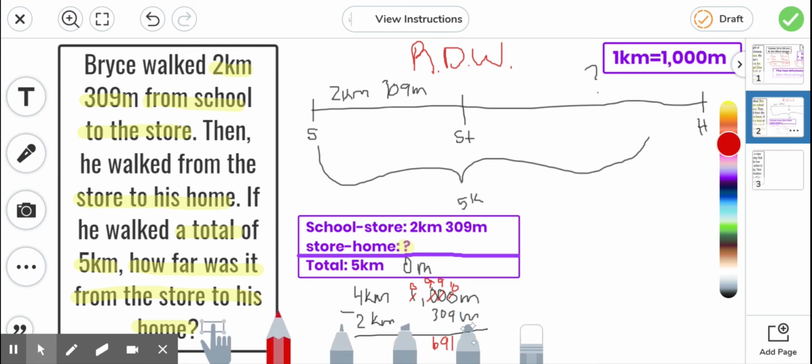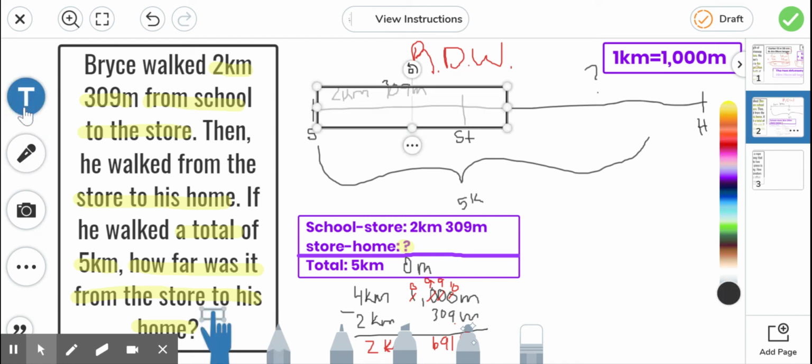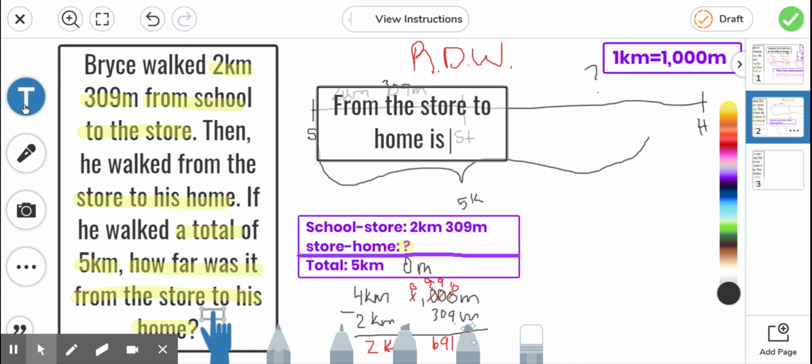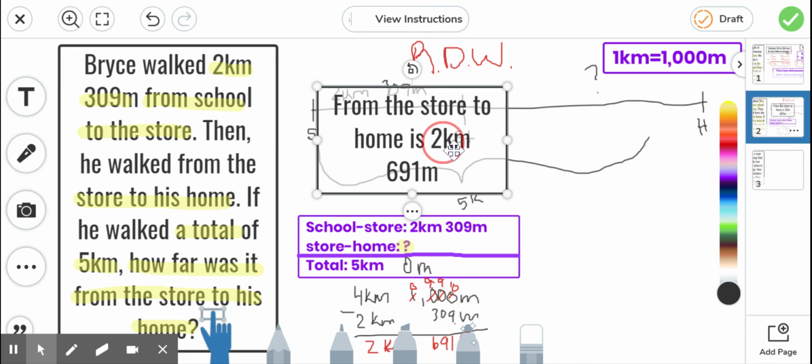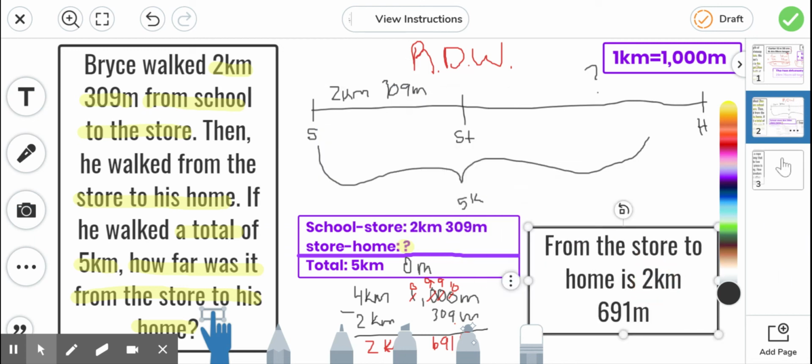So far, what we know is that we have, there we go, 691 meters. Now we can go over here and do 4 minus 2, which gives us 2. Gotta be very creative in writing this so that those markers don't pop up. So we have 2 kilometers, 691 meters. Now we can write a statement. It from store to home is 2 kilometers, 691 meters. Our statement.